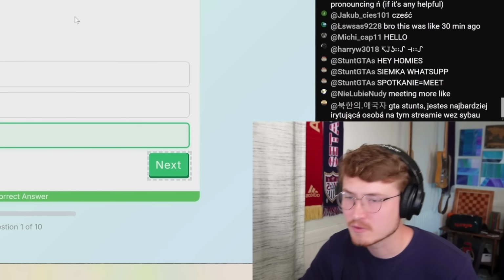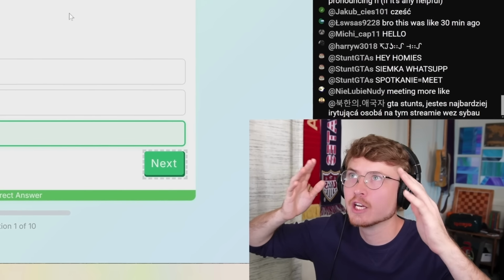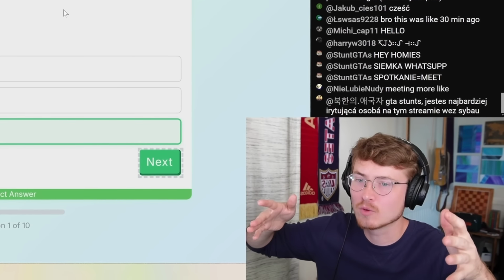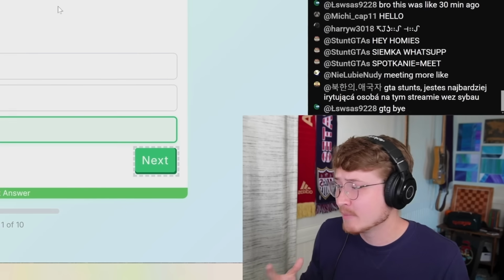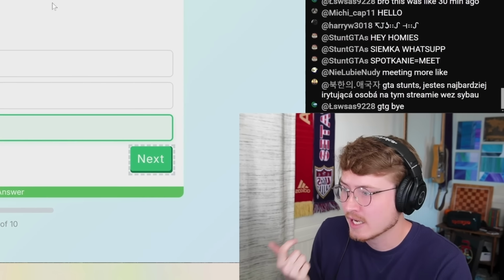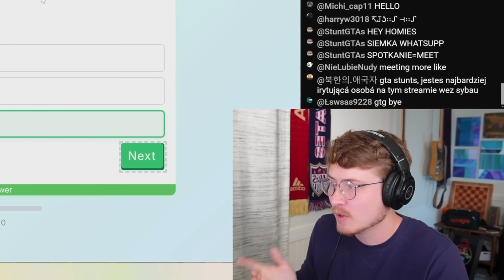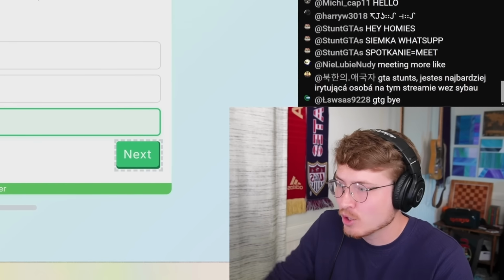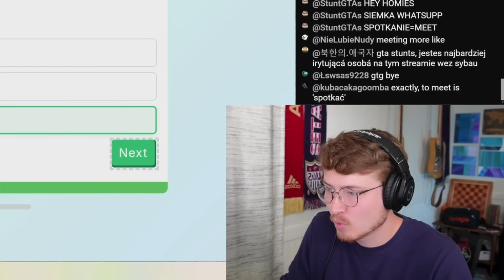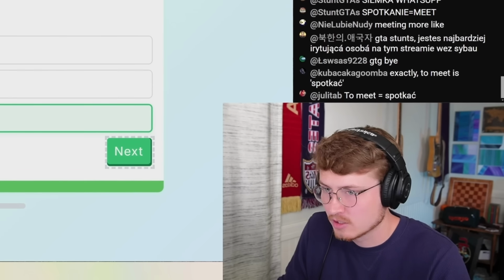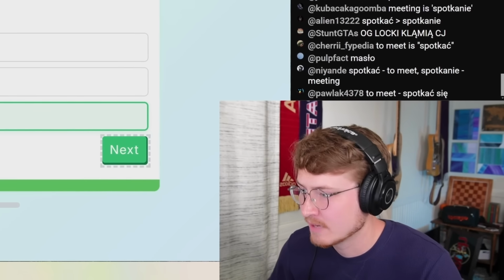Yes. In a lot of other languages, the noun version of the word and the verb version of the word are basically the same. It's just the ending changes, right? So to meet in Spanish is reunirse, but the noun meeting is reunión. So is that the same in Polish more or less? So to meet would be spotkać. Okay, so it is kind of the same in that way.